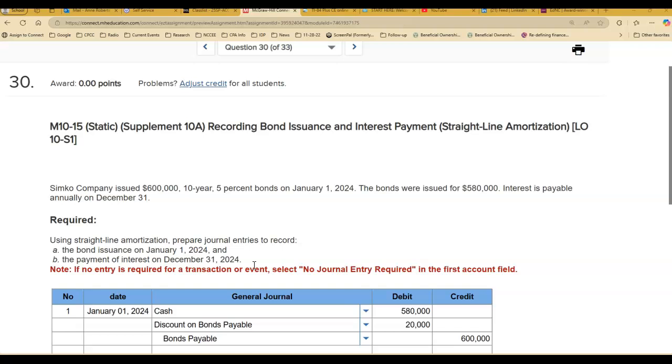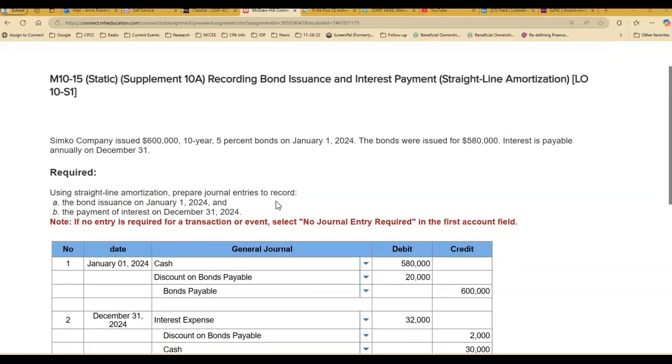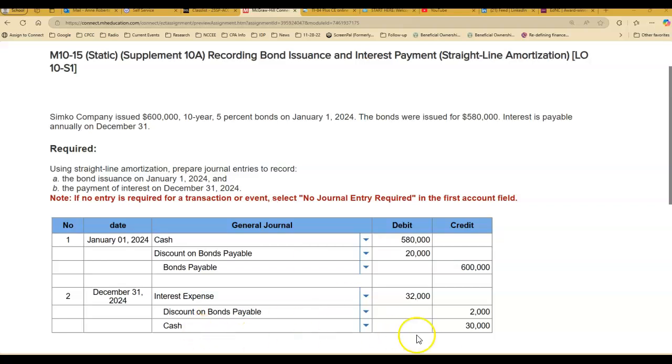Remember, nail your feet to the floor. How much? $30,000, right? We're simply paying out $600,000 times the 5%. $30,000 is the actual amount that we're paying out. So let's start there.